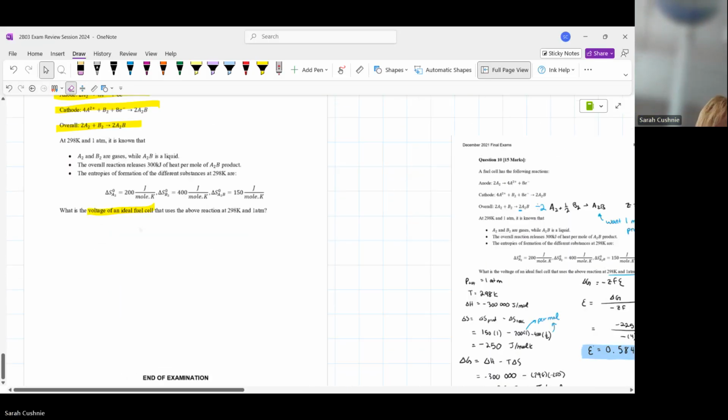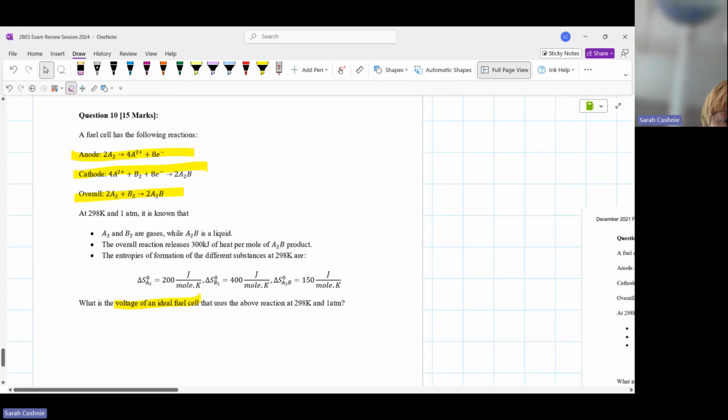So the first thing that we're going to do is we are dealing with an overall reaction that produces 2 moles of A2B. I don't like that. We want to do this per mole, right? All of these values are per mole. So I'm actually going to start by dividing this by 2. And we're going to get A2 plus 1/2 B2 gives us A2B.